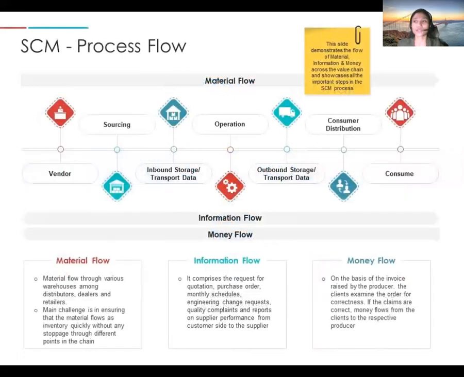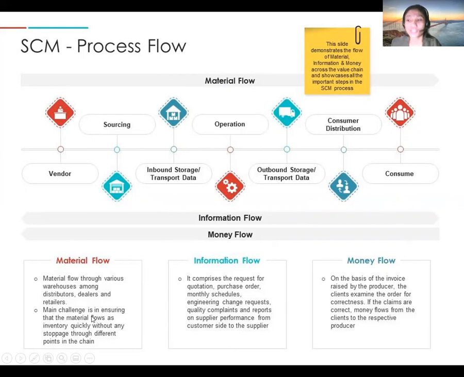Then next, here is the process flow. This slide demonstrates the flow of material, information, and money across the value chain and showcases all the important steps in the SCM process: the material flow, the information flow, and the money flow. When we say material flow, material flows through the various warehouses among distributors, dealers, and retailers.